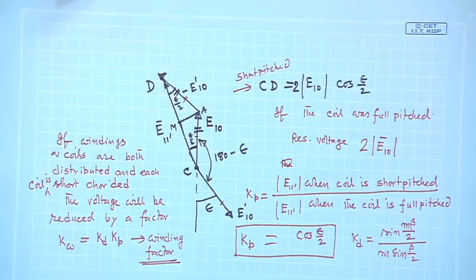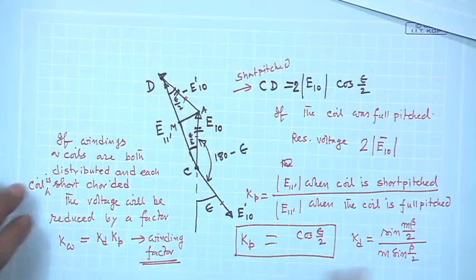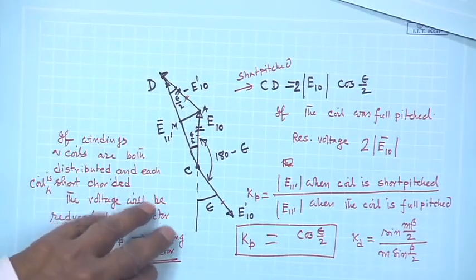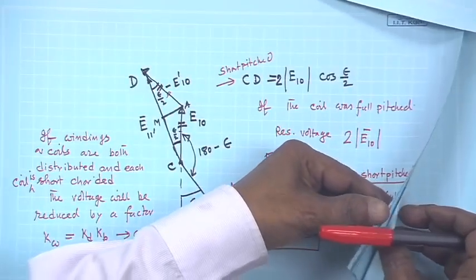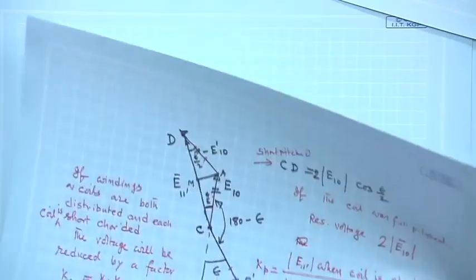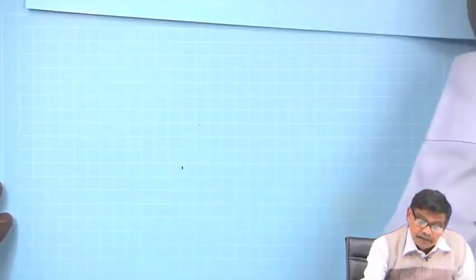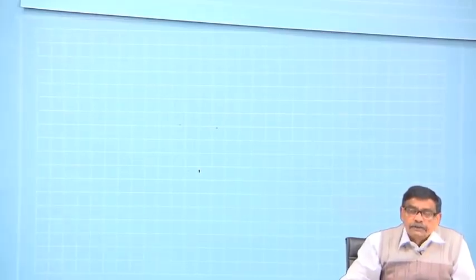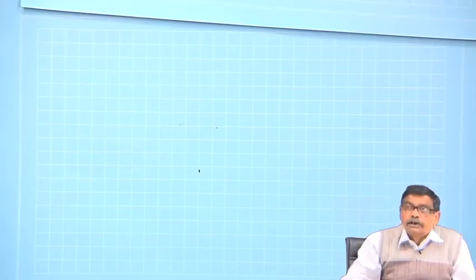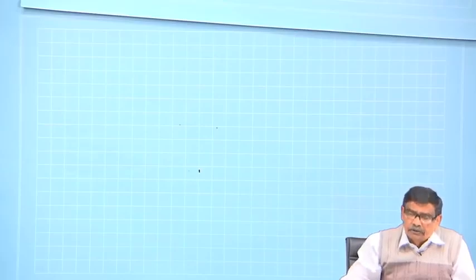Understood? Now, I can easily tell you the reason why it may be worthwhile to go for short pitching. You recall that the B distribution in space is not purely sinusoidal. It will have space harmonics, and these harmonics are odd. The fundamental is first, the next predominant harmonic is third, and then fifth, seventh, and so on. Of course, their amplitudes are progressively decreasing.